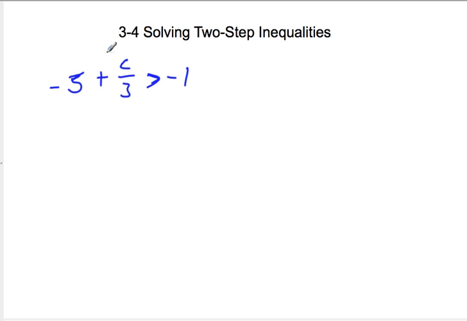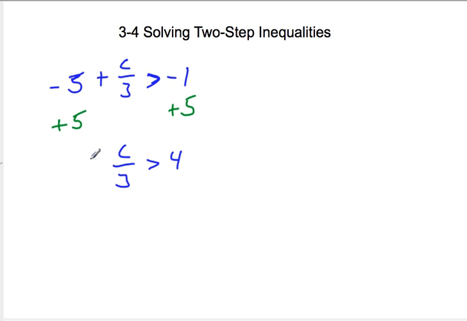The easiest thing to do here is to get rid of this -5. We do that by adding 5 to both sides because -5 plus 5 is 0, and our goal was to get rid of it. So now we end up with c over 3 is greater than, and -1 plus 5 is 4.